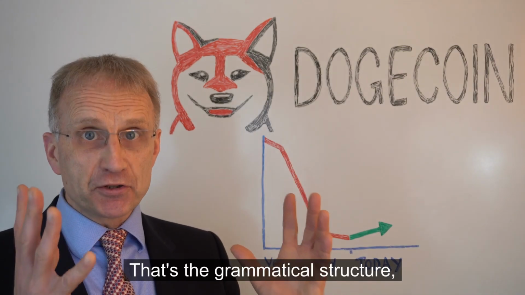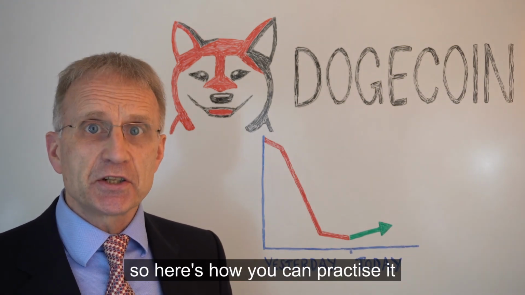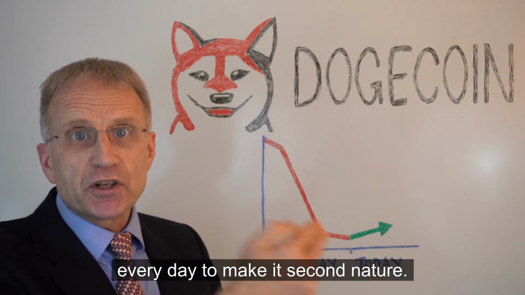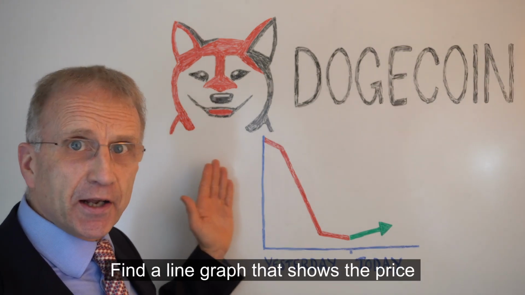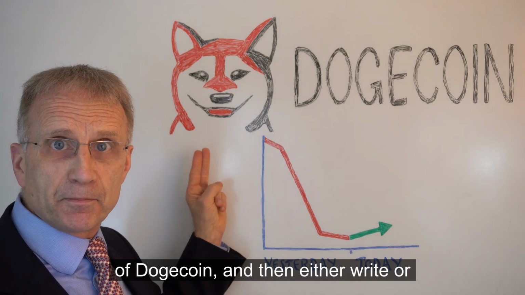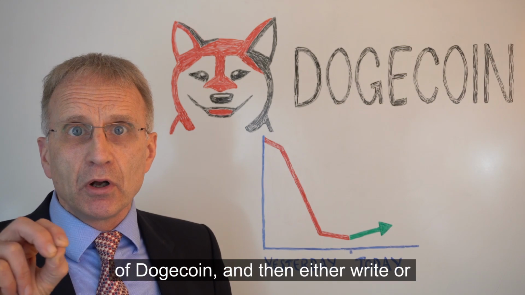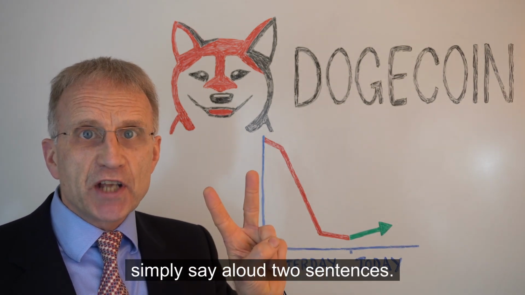That's the grammatical structure. So here's how you can practice it every day to make it second nature. Find a line graph that shows the price of Dogecoin, and then either write or simply say aloud 2 sentences.